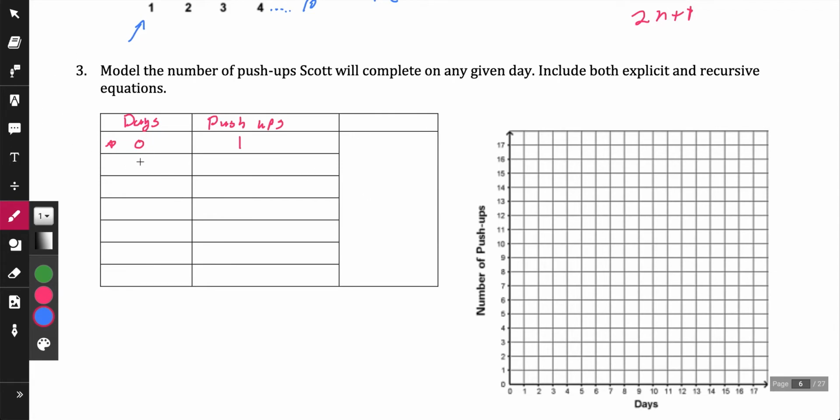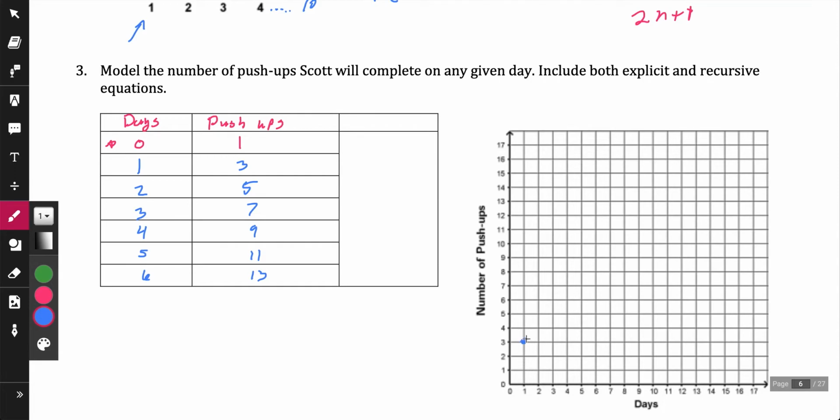But let's say here, on the first day I did 3. Second day I did 5. On the third day I did 7. And you can really start to see the pattern that each and every day that goes by, I am adding an additional 2 push-ups. So here, we're going to start on day 1.